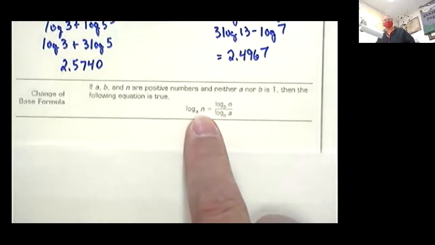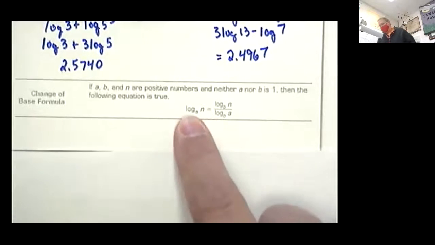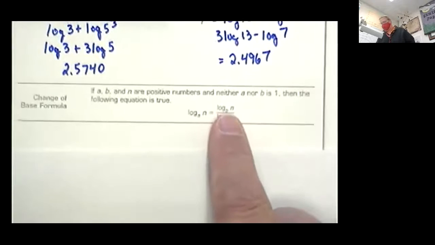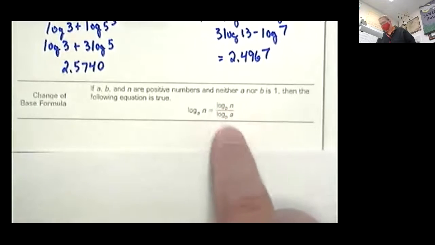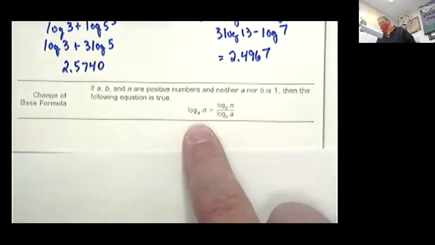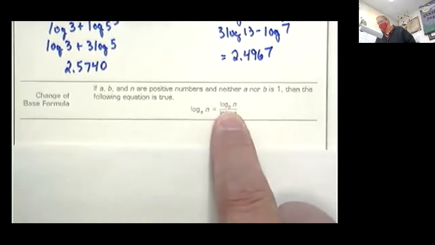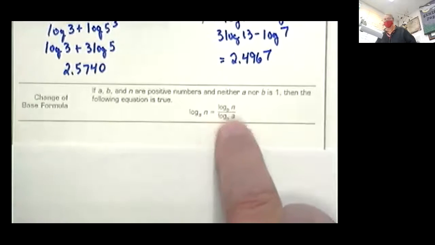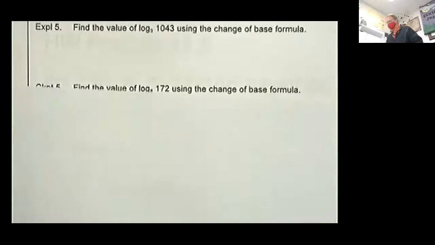If we want to change from base a to any other base, typically we're going to use base 10 because that's the easiest, but you can change to any base you want to, is the same as log base our new base with the argument on top over the log of our new base with the old base on the bottom. So let's look at using the change of base formula.